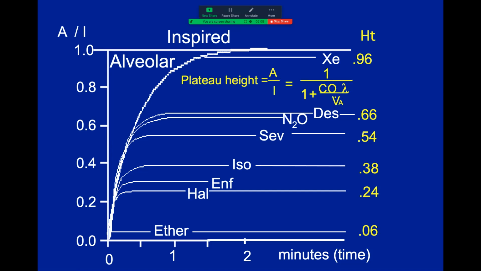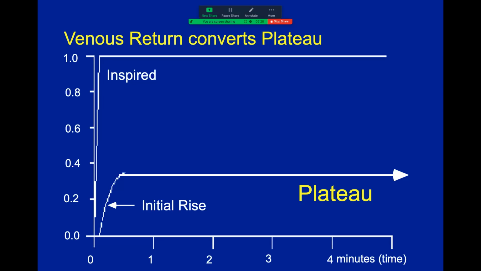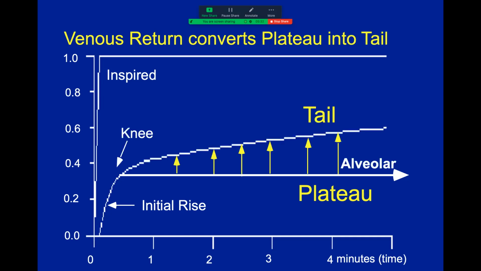It's predictable in that it's 1 divided by 1 plus cardiac output times solubility divided by alveolar ventilation. This is the equation that defines the actual plateau height for each of our drugs. So each of them, for a different solubility, of course, has a different height, as one would expect. Now, venous return converts this plateau into what we call the knee and the tail of the alveolar tension curve.